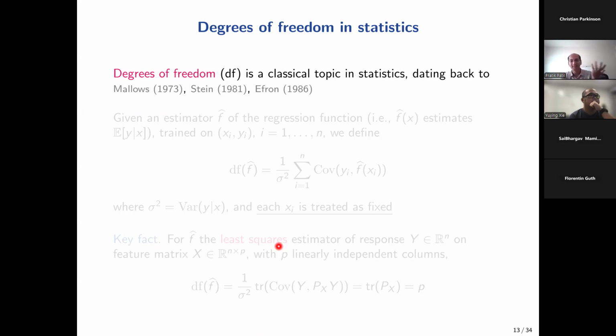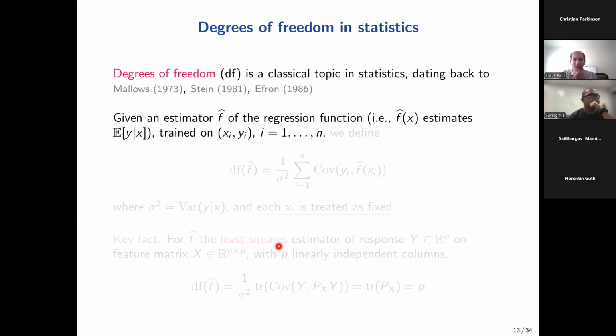In statistics it is a classical topic, and goes back to the work of, you may have heard of Mallows' Cp. Stein has work on estimating the mean of a multivariate normal random variable, where he comes up with Stein's formula. Efron has a lot of work on it. So what is it? Let's say you have an estimator or a predictor, f hat, that's trying to estimate a regression function f, and I have n training points.